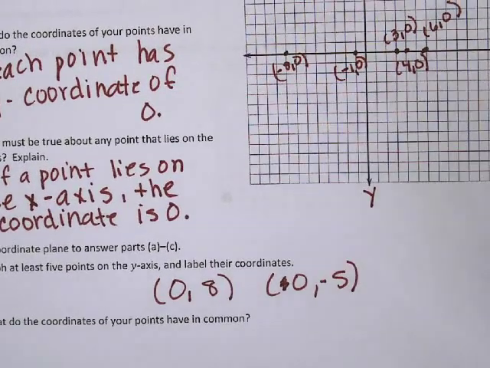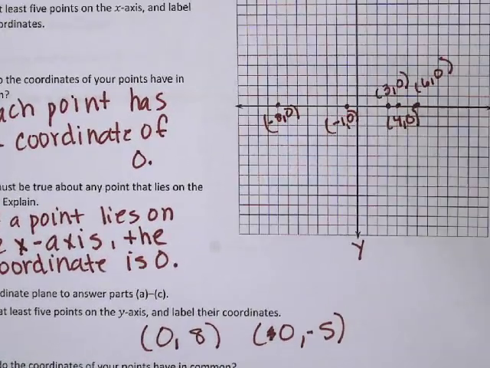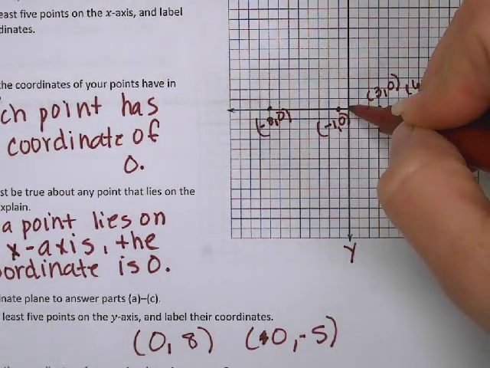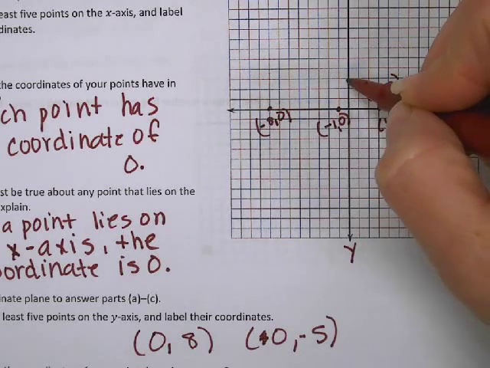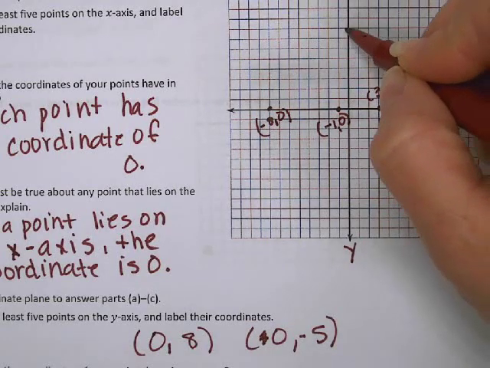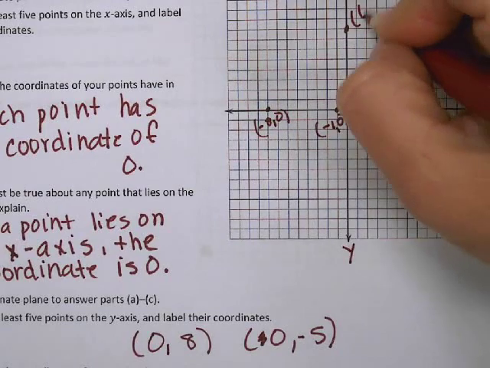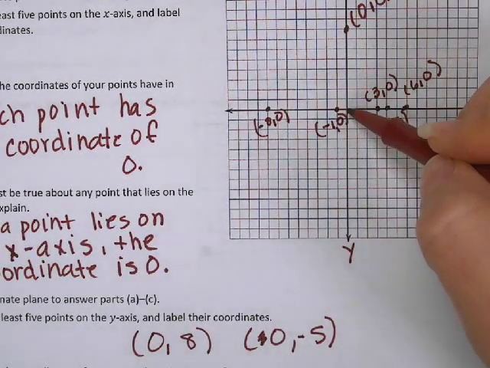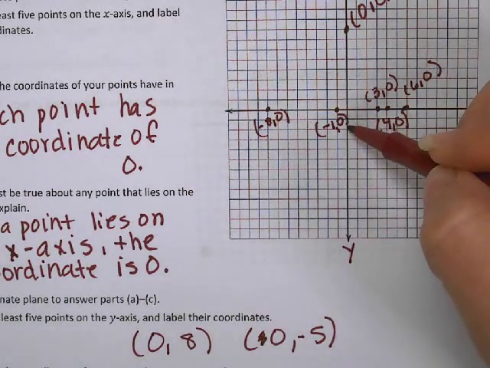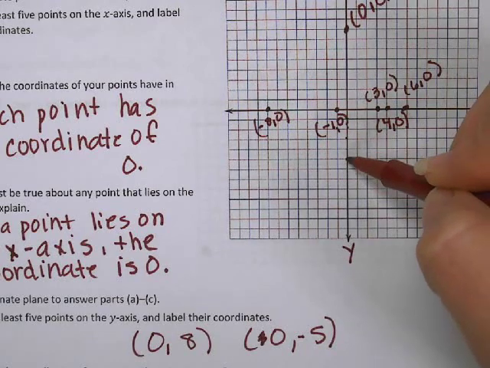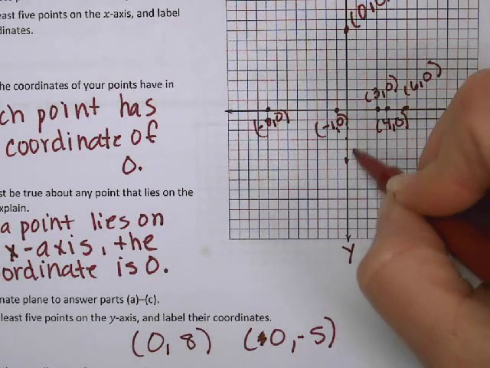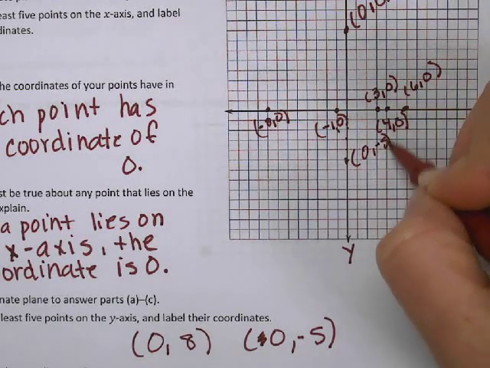So let's just graph these two because I think we already know our answers to the questions down there. If I have (0, 8), then I know that means I'm not going left or right, but I'm going to go up 8. So 1, 2, 3, 4, 5, 6, 7, 8. And I'm going to put (0, 8). And then if I have (0, -5), again, I'm starting at my origin. I'm not going left or right because my x-coordinate is 0. And I'm going -1, -2, -3, -4, -5. So I'm going all the way down to -5. And I'm going to put (0, -5).